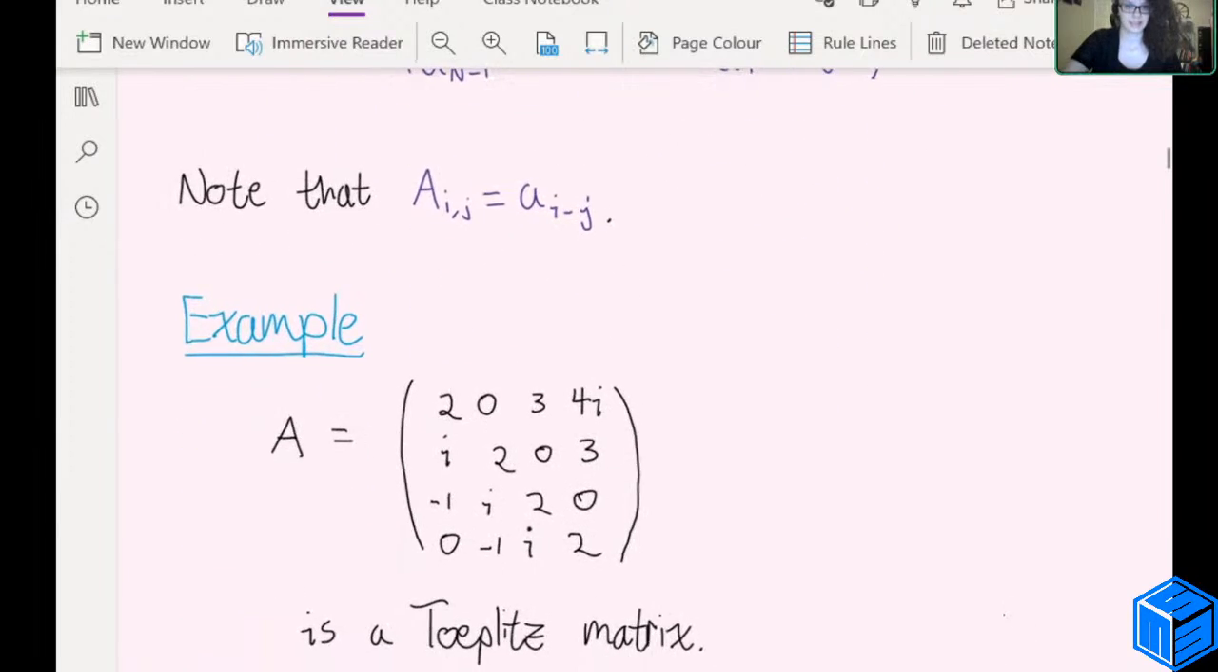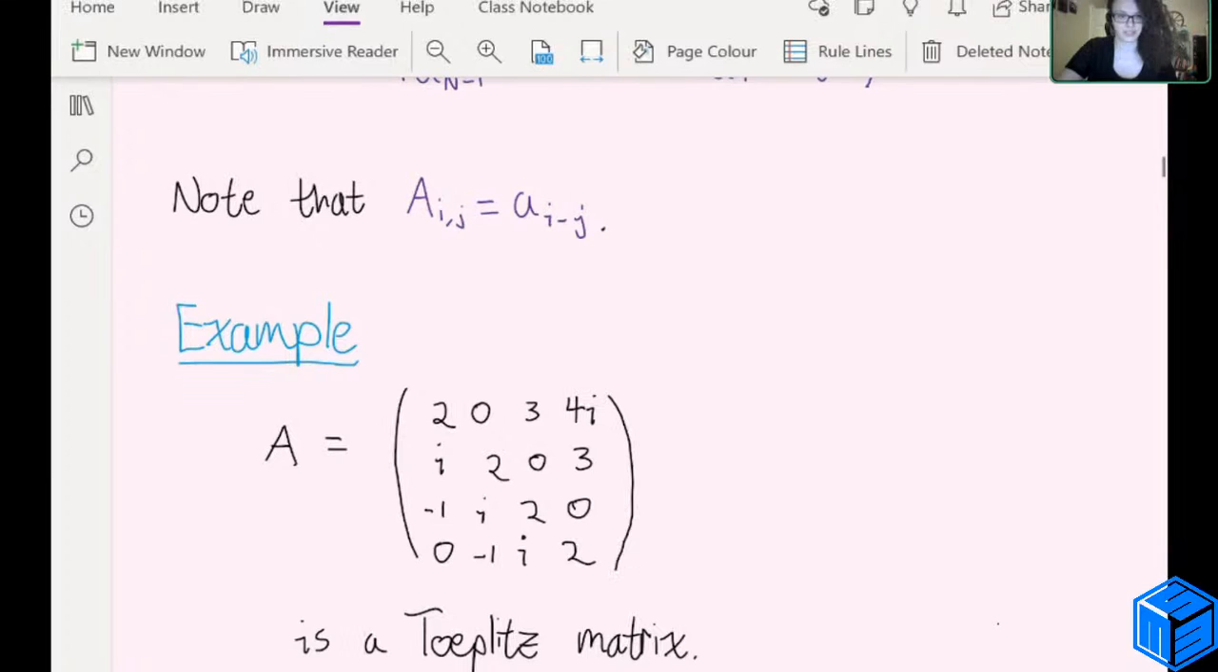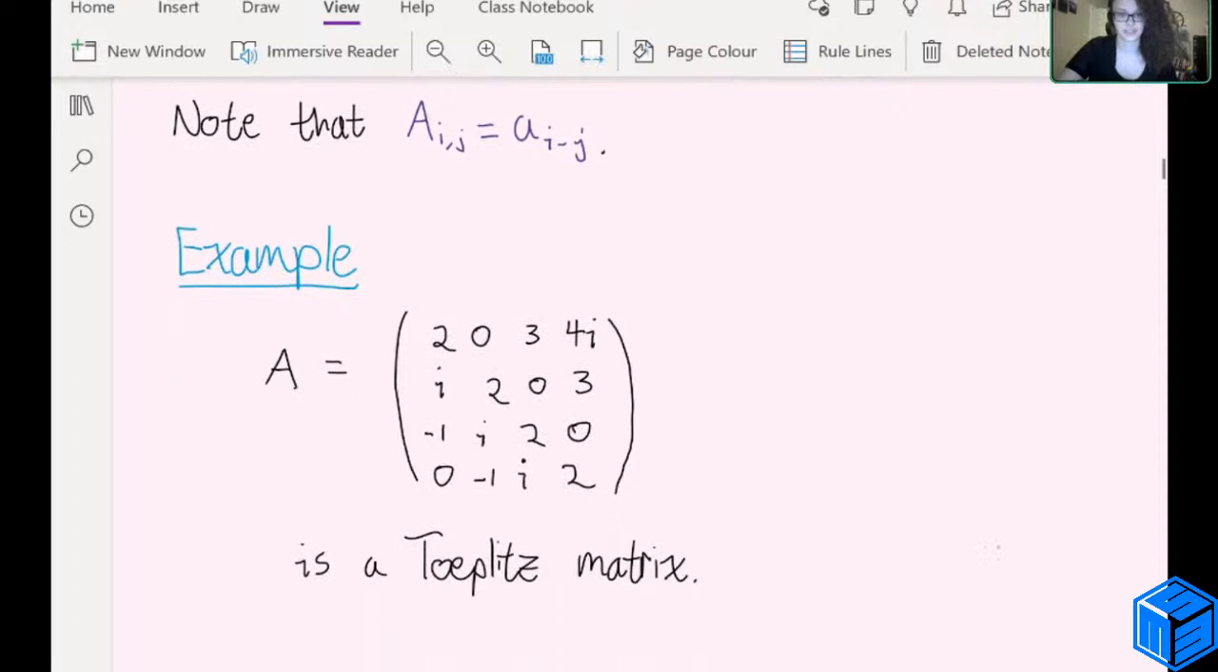So here is an example of a Toeplitz matrix. We've got 2 along the diagonal, 1 in the superdiagonal, and 3 above that, and then 4i. And then in the subdiagonal, we've got i, and then minus 1 and 0 in the bottom left entry. So pretty straightforward.